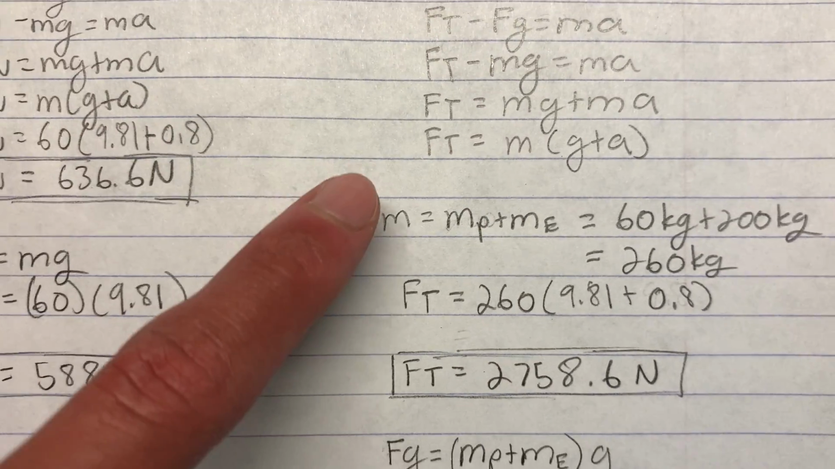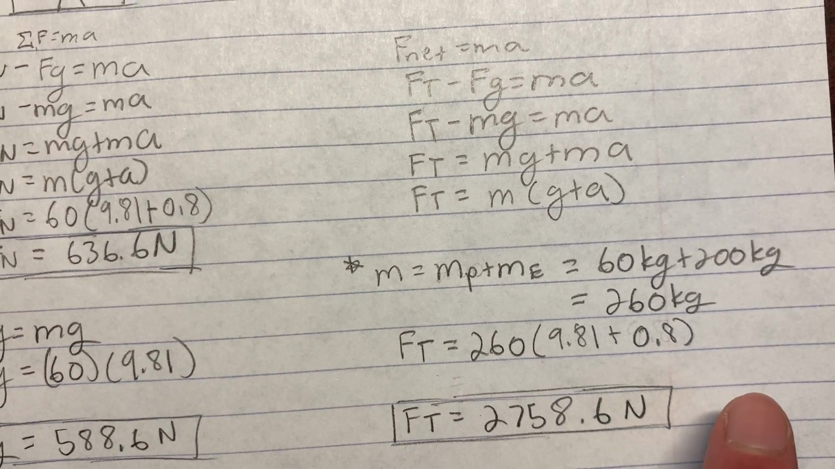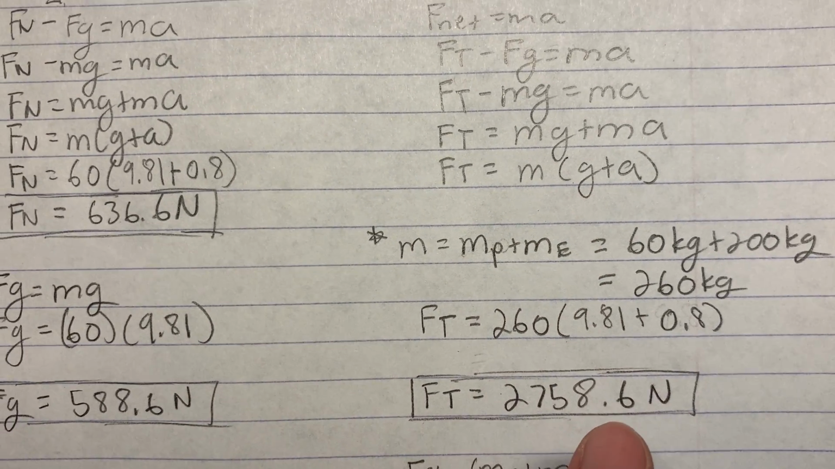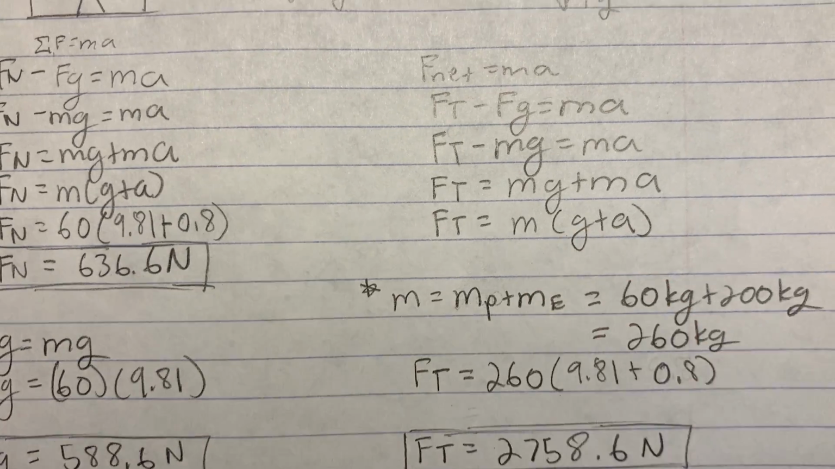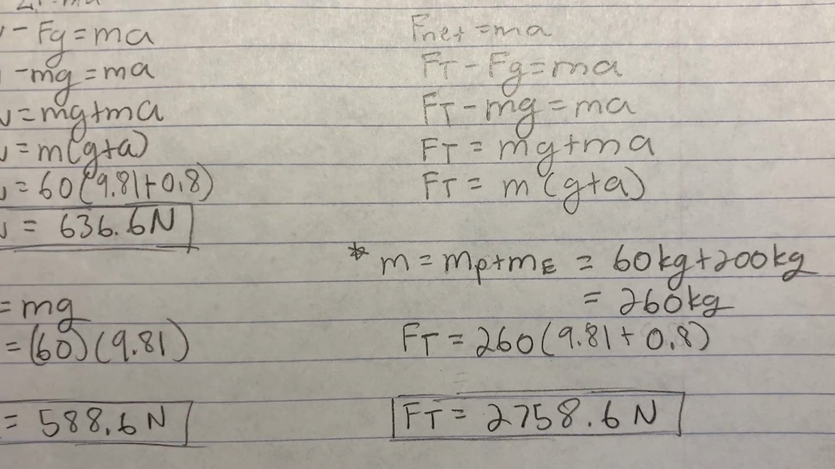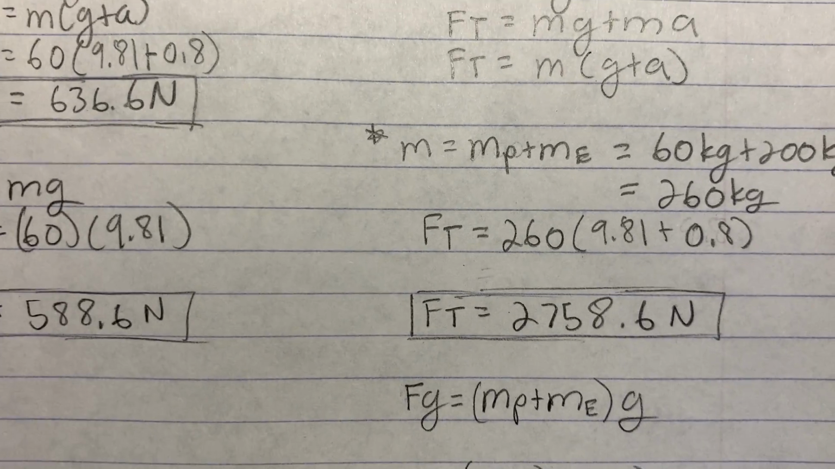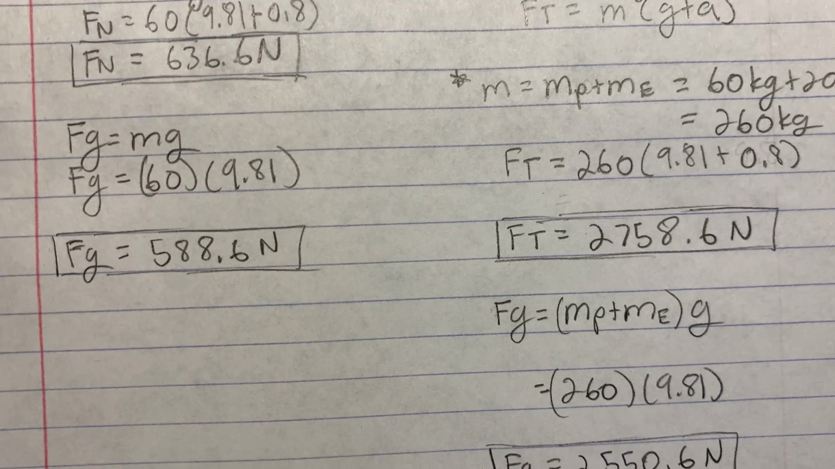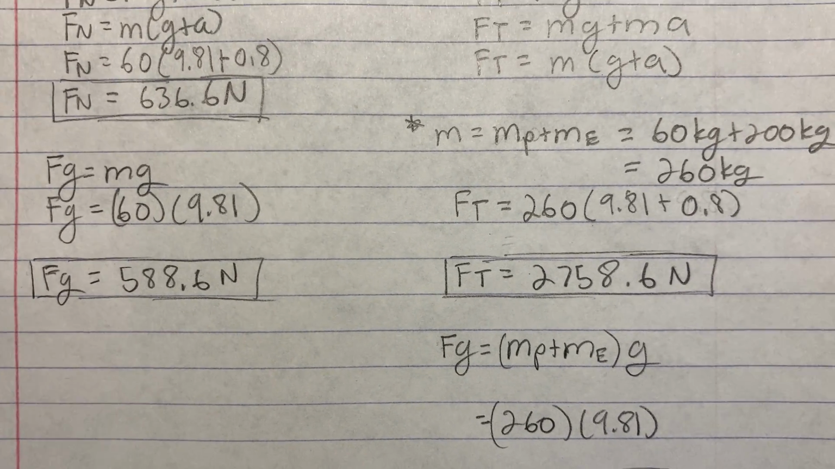So the tension would be the total mass, 260 kilograms, times the gravitational acceleration, 9.81 meters per second squared, plus the acceleration of the elevator moving upward in the positive direction, which is 0.8 meters per second squared. And you multiply that out, and you get a tension equivalent to 2,758.6 newtons.